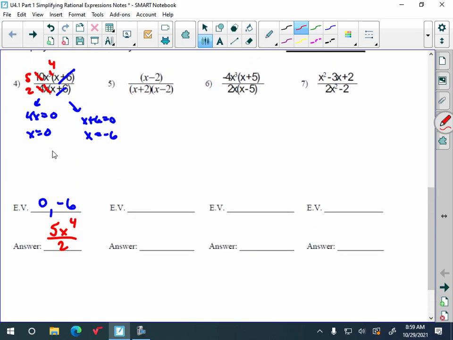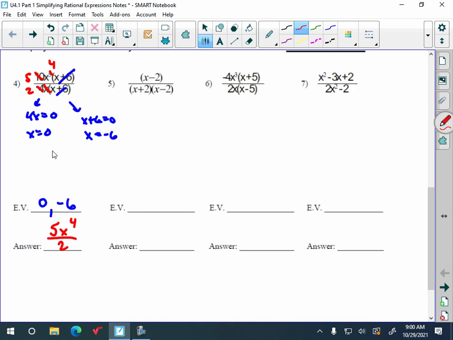So this is why it's important to get your excluded values before you start canceling, because if you look at your final answer, you'll never get those excluded values from this. They're not there anymore. So that's why you get it before you cancel.